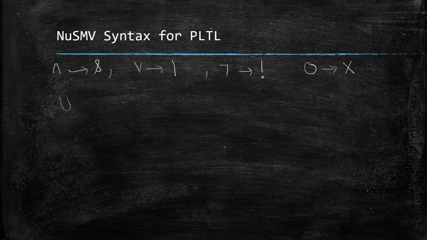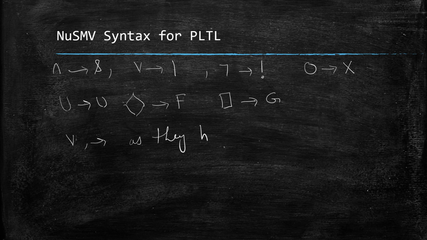Until is represented by a U in NuSMV, and the diamond or the future operator, or the eventually operator, is denoted by an F in NuSMV, and the box operator is modeled by a G in NuSMV. So the derived operators, the OR and implication, have the same interpretation as they have in propositional logic or first order logic.